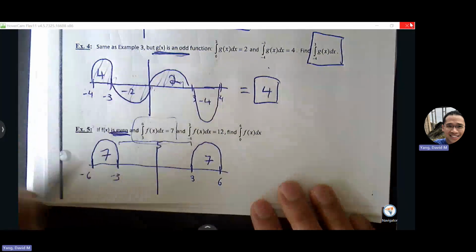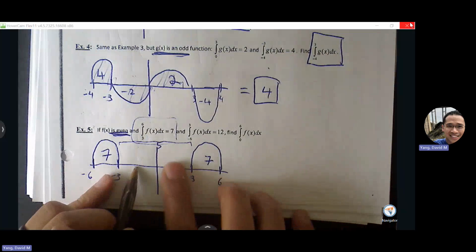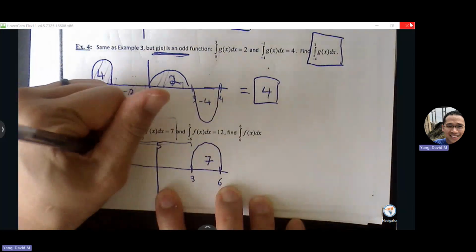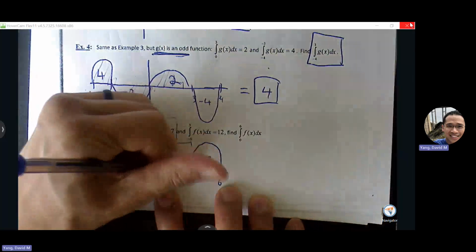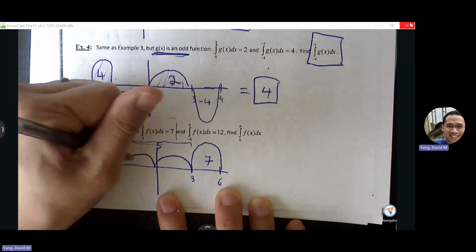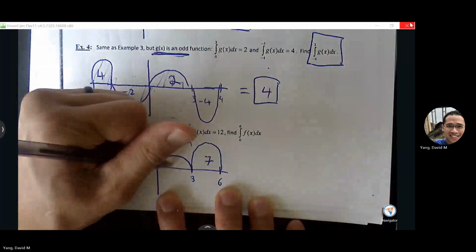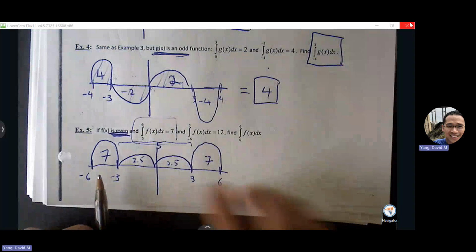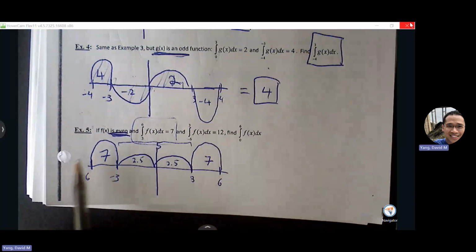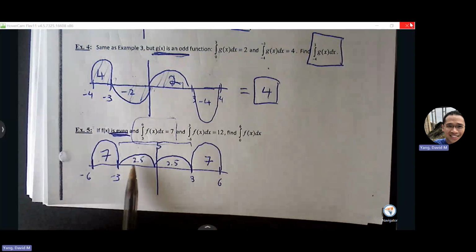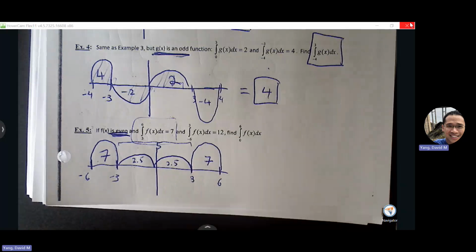Must be 5. But it's an even function, so what has to happen? It's going to split evenly between on 5, right? So 2.5, 2.5. So let's double check this is true here. The integral from -6 to 3 is 7 plus 2.5 plus 2.5, which is 12.